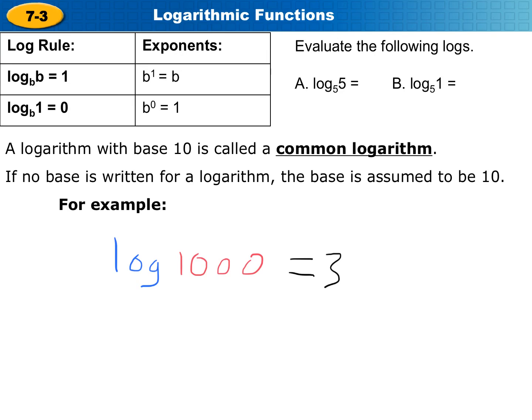And that goes on to what we're going to be doing next. We're going to be evaluating logarithms. So A up here says 5 raised to what power is 5? That'll be 5 to the 1st power. And B says, what would I have to raise 5 to get to the answer of 1? And that would be 0. Anything to the 0 power is 1. And you can see that's also in the chart up here at the top left.